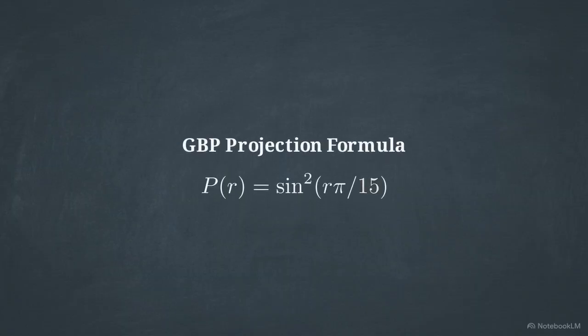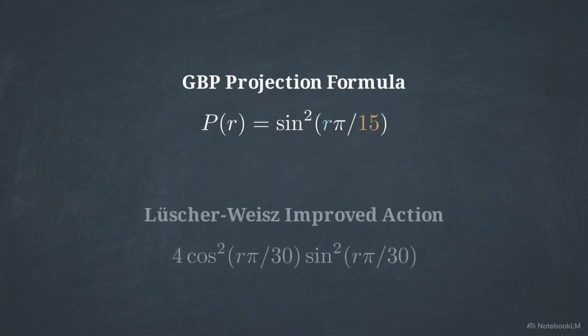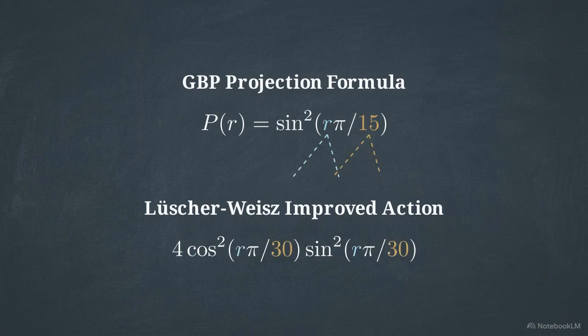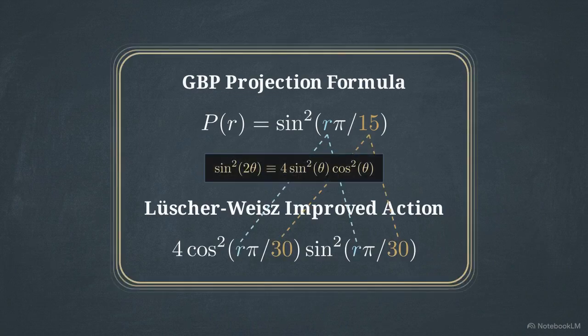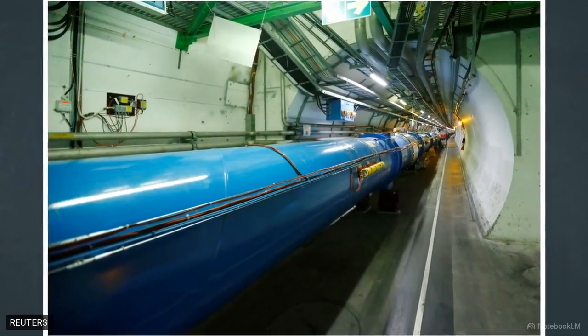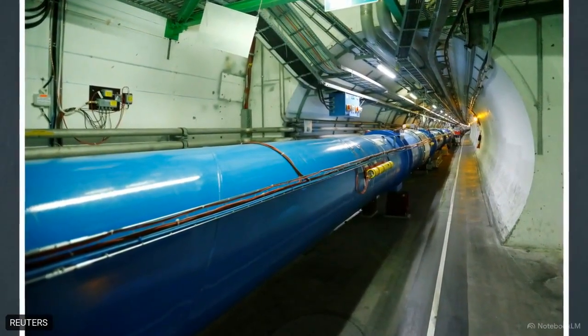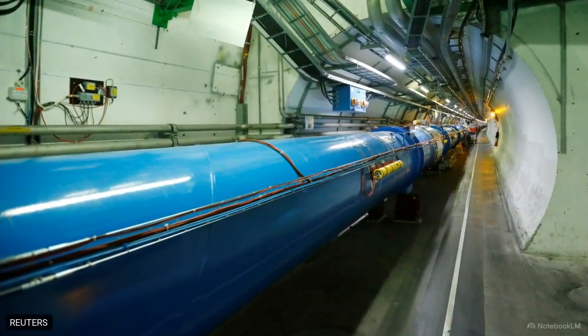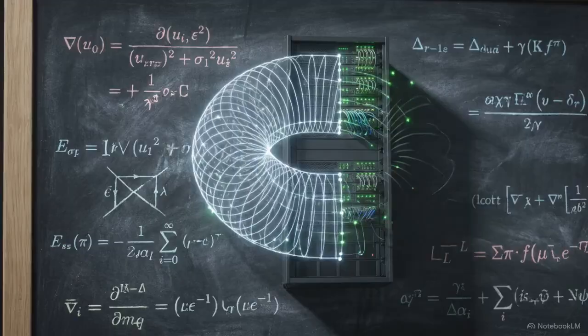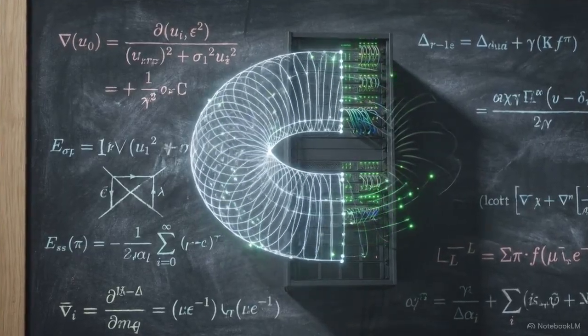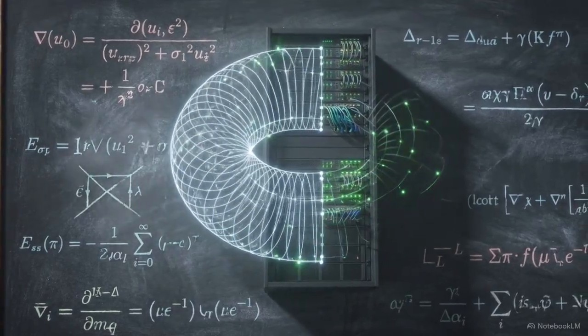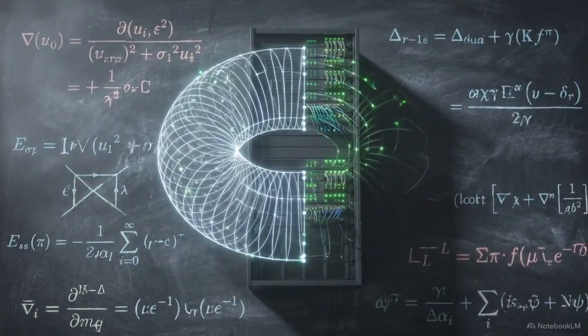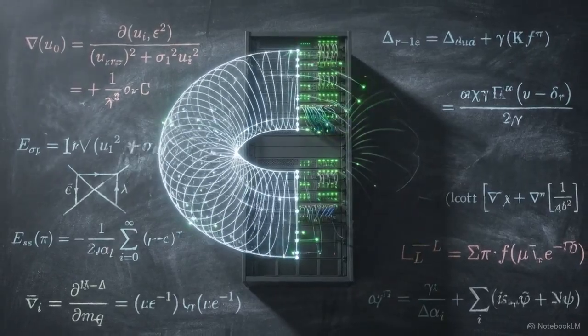The parabolic geometry yields a specific projection formula. P of r equals sine squared of r pi over 15. This geometric formula is algebraically identical to the Lüscher-Weisz action coefficient used in lattice QCD. Physicists use this coefficient to make discrete numerical models on supercomputers accurately match the data flowing from experiments in particle accelerators. While lattice QCD adopted this coefficient to align calculations with reality, the GBP framework derives it from the geometric boundary conditions of the toroid itself.